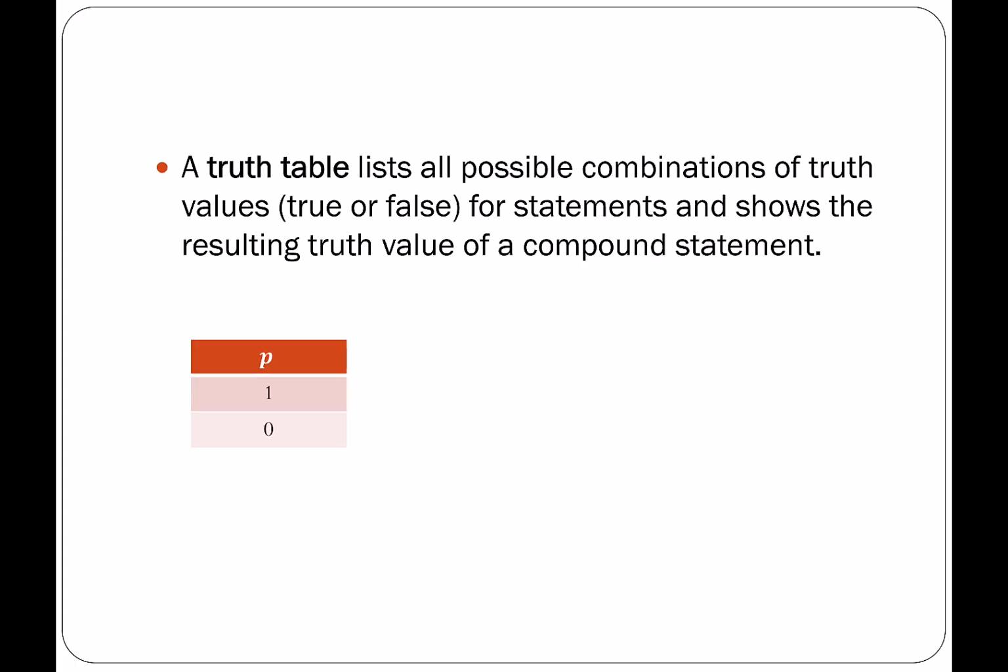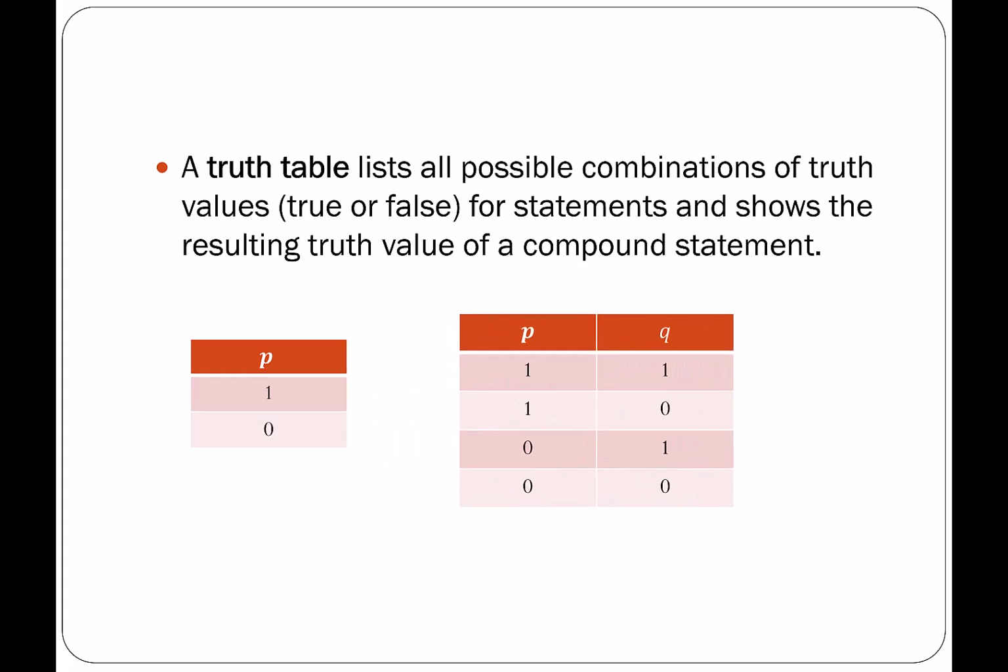If we only have one statement, like P, then there are only two truth values possible, true or false. But if we make that bigger and include a second statement Q, then we need to think through all the possible truth value combinations of P and Q. So they could both be true, which would be 1, 1. P could be true and Q could be false, 1, 0. P could be false, Q could be true, 0, 1. Or P and Q could both be false, which is 0, 0.